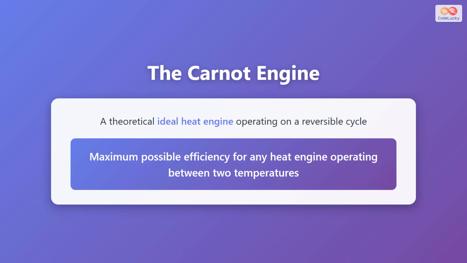Now let's meet the theoretical ideal, the Carnot engine. This is a reversible heat engine conceived by French physicist Sadi Carnot. While it cannot exist in reality, it represents perfection in heat engine design. The Carnot engine establishes the maximum possible efficiency for any heat engine operating between two given temperatures. No real engine can surpass this theoretical limit, making it a fundamental benchmark in thermodynamics.